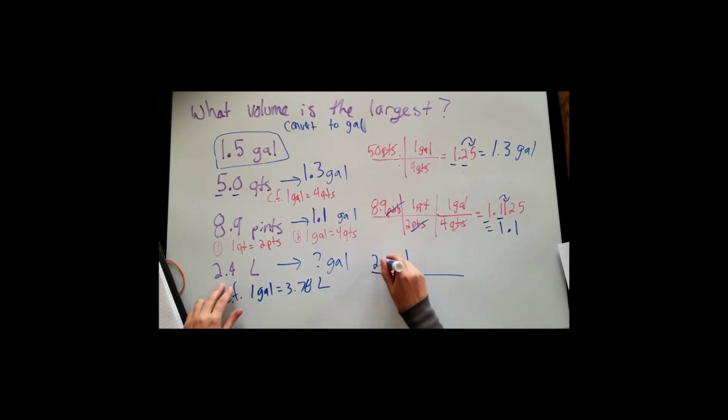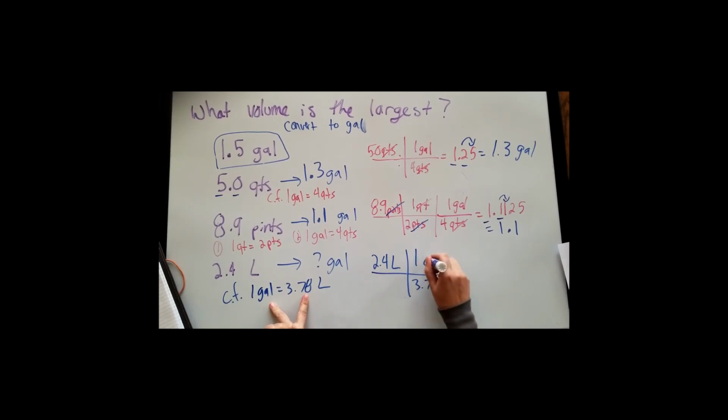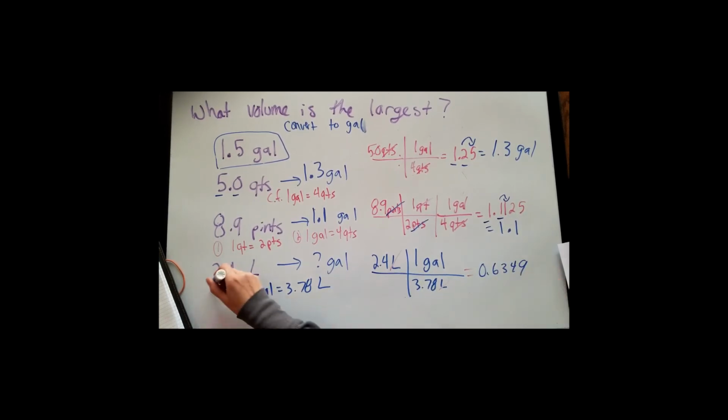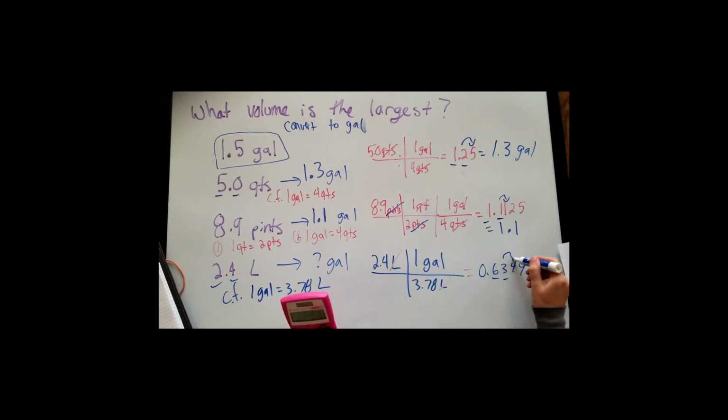Doing this quickly, we're starting at the 2.4. Using the conversion factor here, we want the liters on the bottom, which will put the 1 gallon on the top. That way, liters and liters cancel. 2.4 divided by 3.78 gives me 0.6349. Looking at 2 sig figs again, that gives me 0.6, and that's going to stay a 3 since there's a 4 next to it.